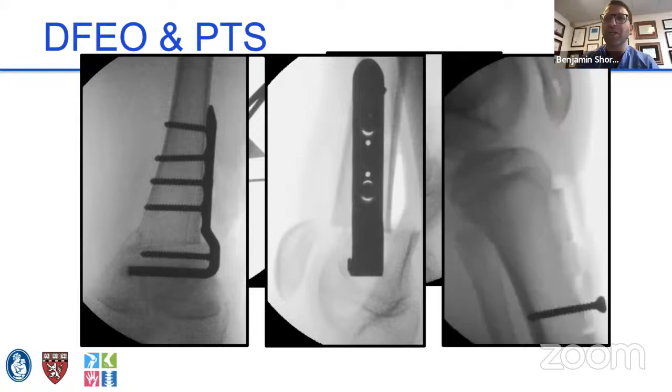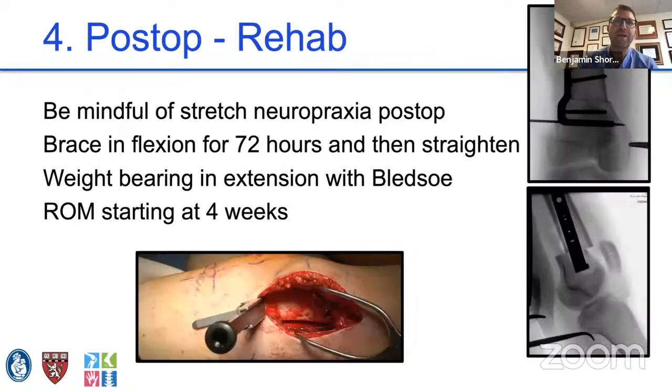This was an old picture that showed a patella bone block, which is described by Gillette, and I don't do it anymore because I just think it's too much surgery and it's not needed. What I do when I do this now is I really keep the knee bent for 72 hours before I straighten it, and that seems to help let the soft tissues relax.